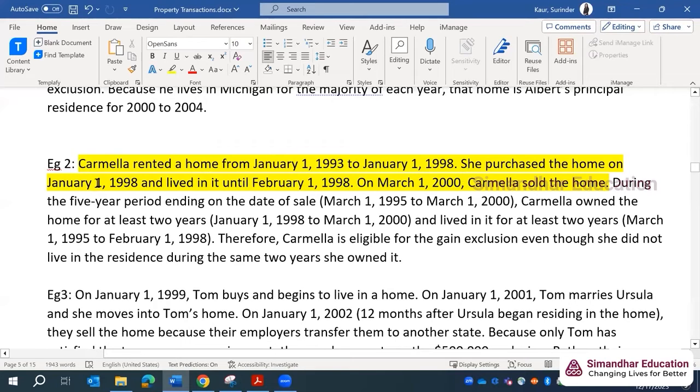She purchased the house on Jan 1, 1998 and she sold it on March 1, 2000. So she has met the 2 years ownership criteria because she owned the house in 1998, she owned the house in 1999, she owned the house till March 1st, 2000. So that is satisfying both the ownership period and the use period. So will she be eligible for the exclusion amount?